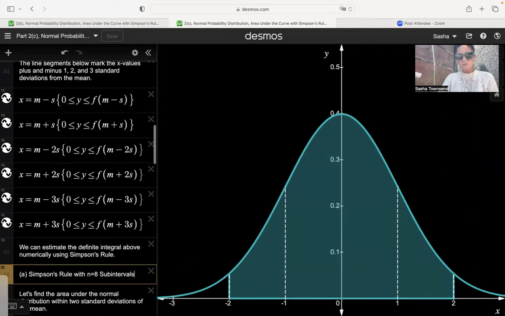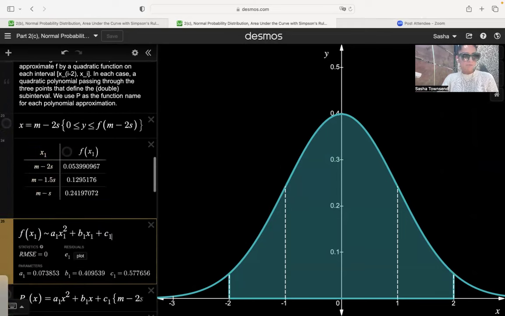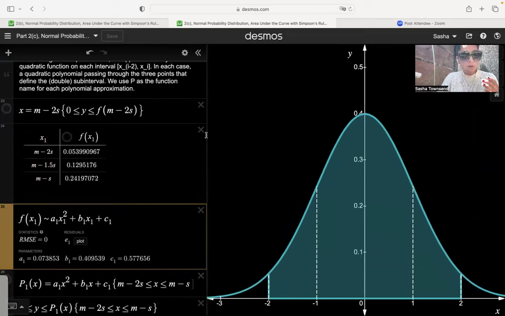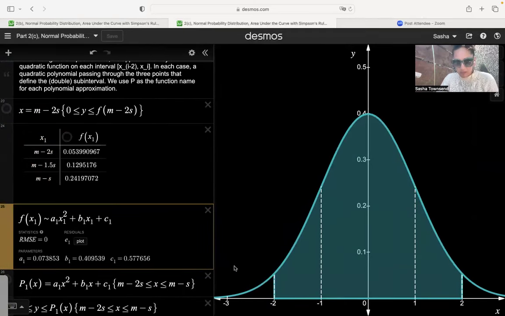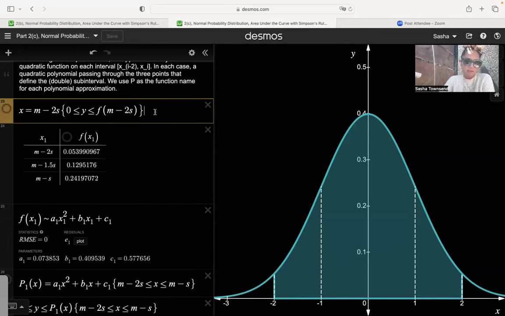Same concept, we're just going to use n equals 8 rather than n equals 4. Then we'll have 4 polynomials. So instead of taking the 3 points at -2, -1, and 0, now we're going to take 3 points at -2, -1.5, and -1, and then -1, -0.5, and 0, and then 0, 0.5, and 1, and then 1, 1.5, and 2. But we're writing those in terms of the mean plus or minus a certain number of standard deviations. So that's what we see in our table of values each time.